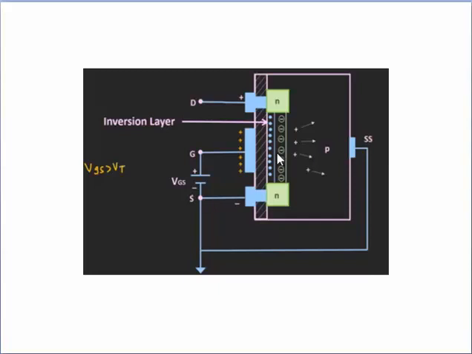So in this way, due to the application of voltage VGS, the channel is formed between the drain and source terminal. But along with this channel, there will also be a depletion layer, because if we observe, there are two PN junctions which are reverse biased. The first PN junction is formed between the drain and substrate, and the second PN junction is formed between the substrate and source terminal.